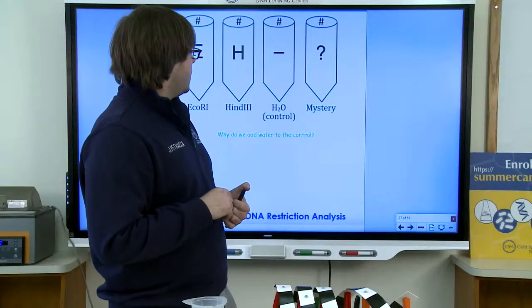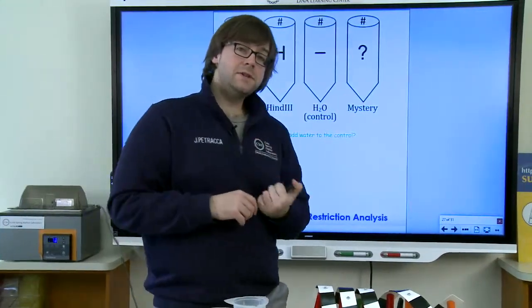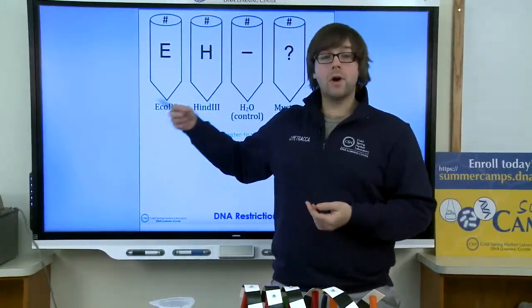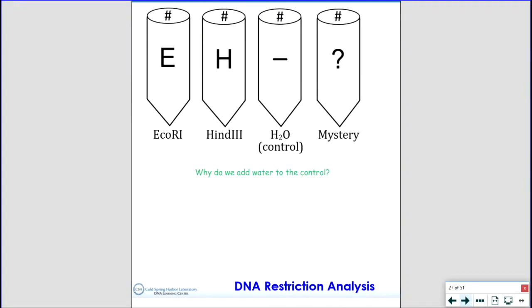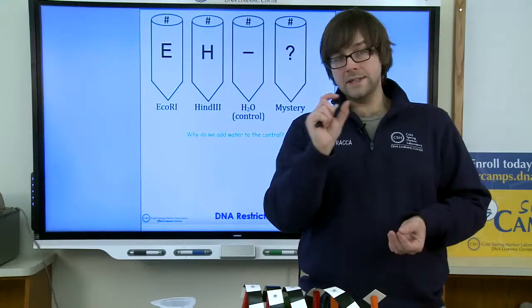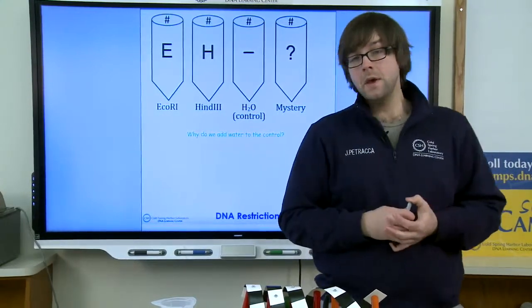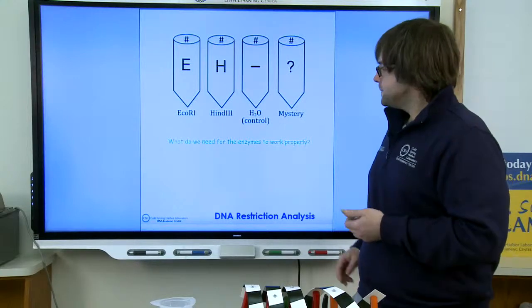The next component, we need to add enzymes to each of the different tubes. Our E tube is only going to get our EcoR1 enzyme. Our H tube is only going to get HinD3 enzyme. Our mystery tube is only going to get our mystery enzyme. And for the minus tube, the minus is to indicate the lack of a restriction enzyme. So instead, we're going to add distilled water. This is going to serve as our control, and that's exactly what the minus tube will do for us, showing that the entire genome is intact to begin with. Okay, but what else do we need?